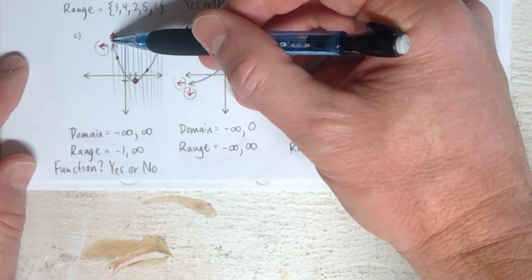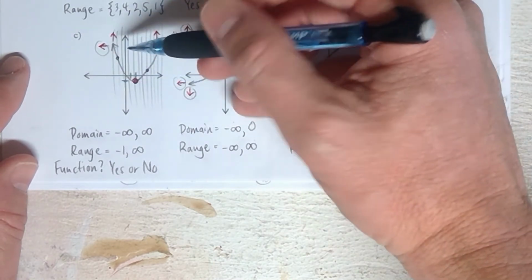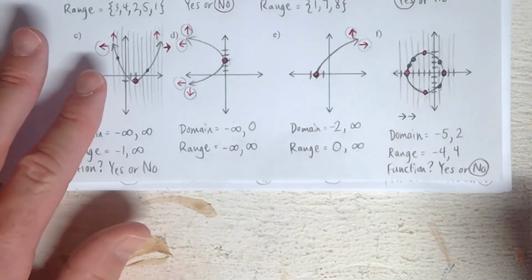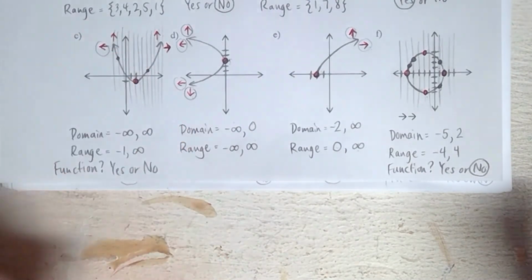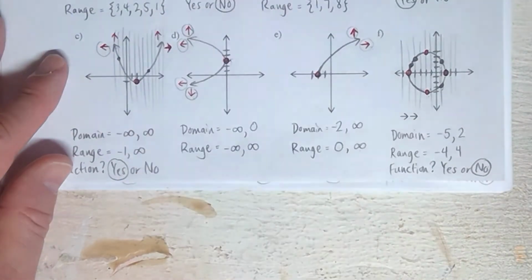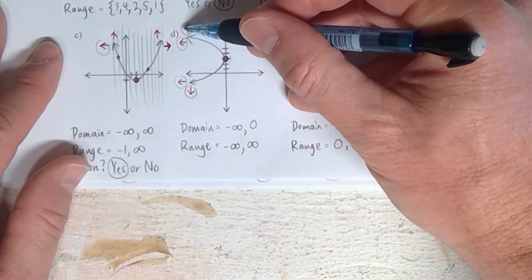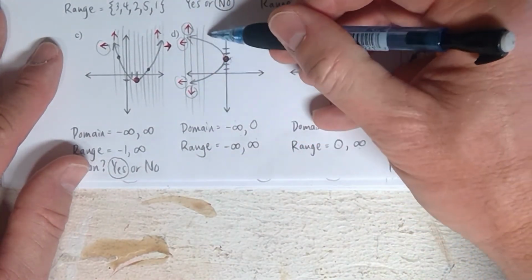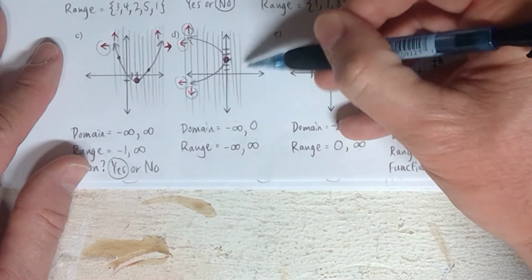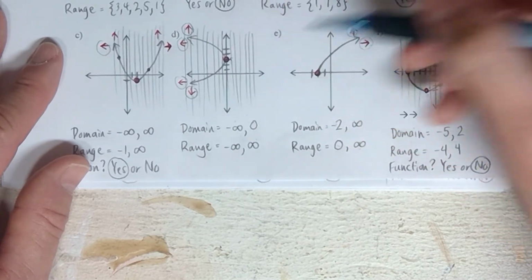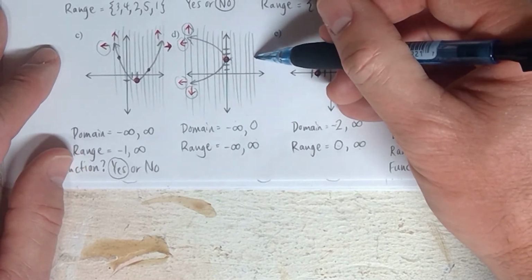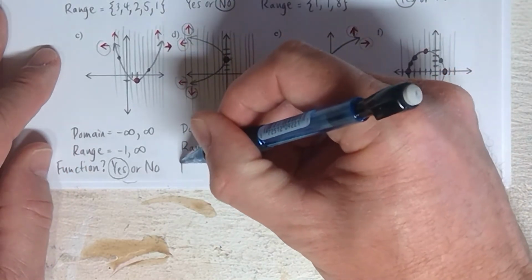But if it hits it either no times at all, or hits it one time, talking about all the vertical lines, but as long as none of the vertical lines ever hit it more than once, then it's a function. So you look at all the possible vertical lines. Does it ever hit more than once? Again, it could hit it once, that's fine. It could hit it none at all, like over here. See how these vertical lines don't ever hit it at all. If it hits it one time or no times, then it's going to be a function.